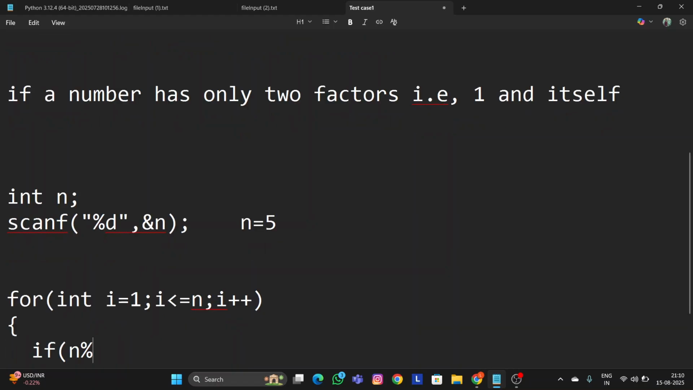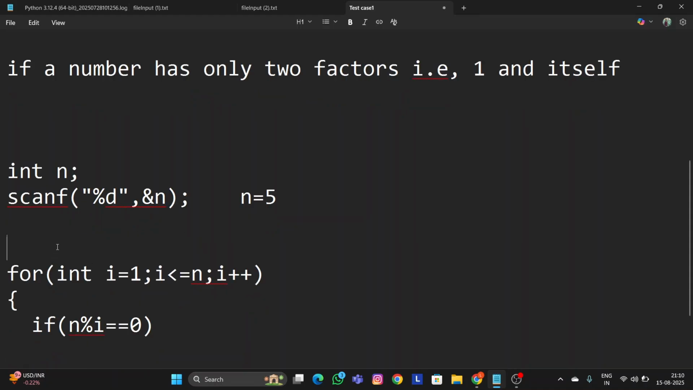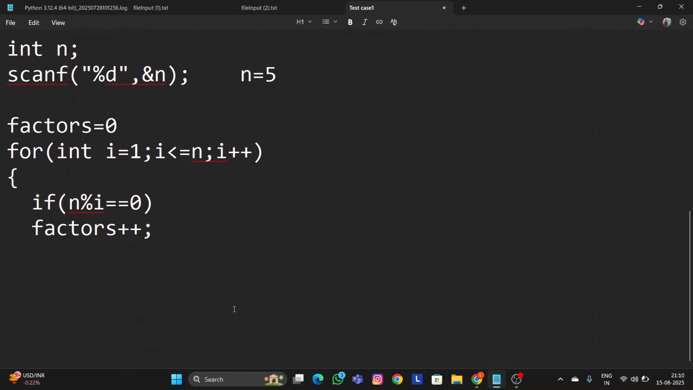If n modulo i is equal to 0, then i is a factor of n. Initially I don't know how many factors there are, so factors value is 0. When I know i is a factor, then I will increment the factors value. Factors plus plus.